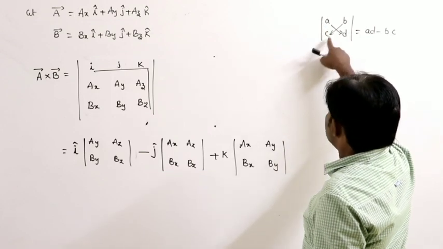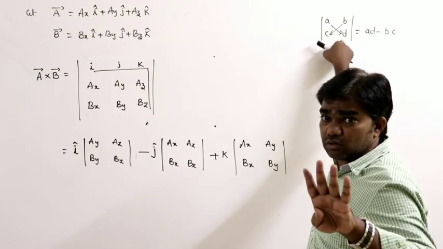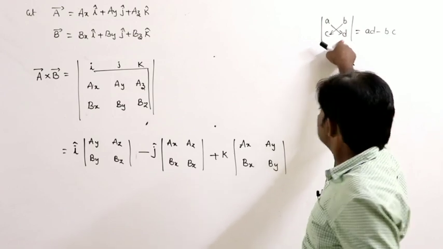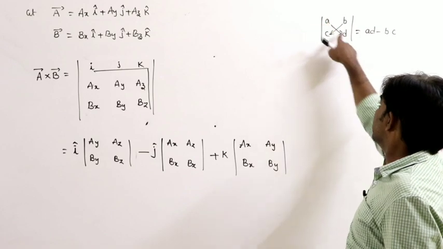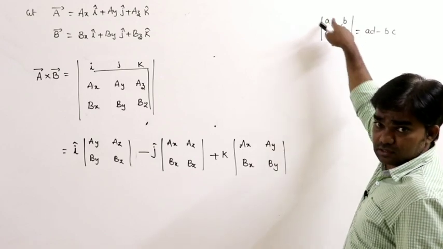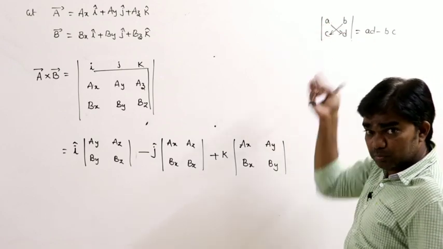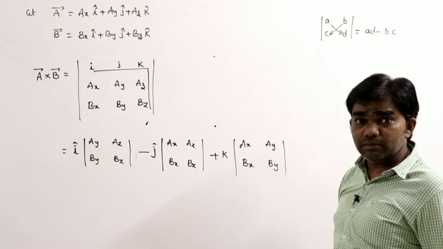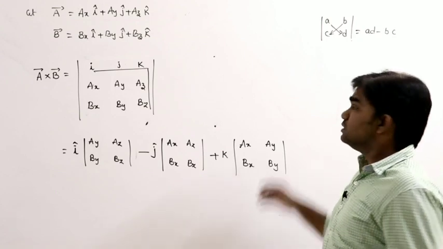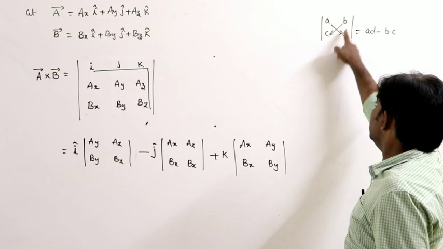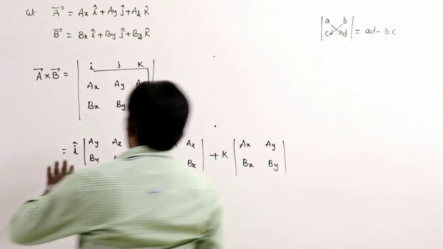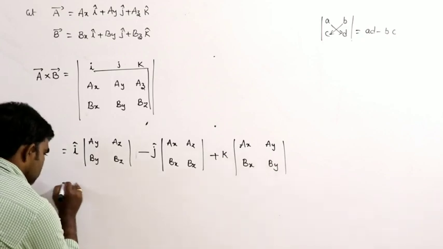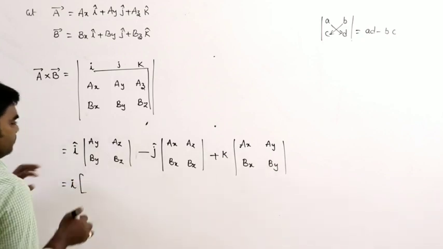If A, B, C, D are considered as the 4 entries in the matrix, to calculate the determinant, first we have to do the AD cross, AD minus BC. Don't do BC minus AD. If you do BC minus AD, that becomes negative. So that's why we have to do AD minus BC.